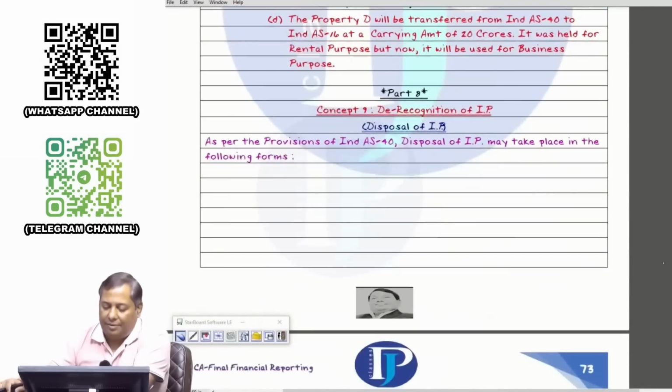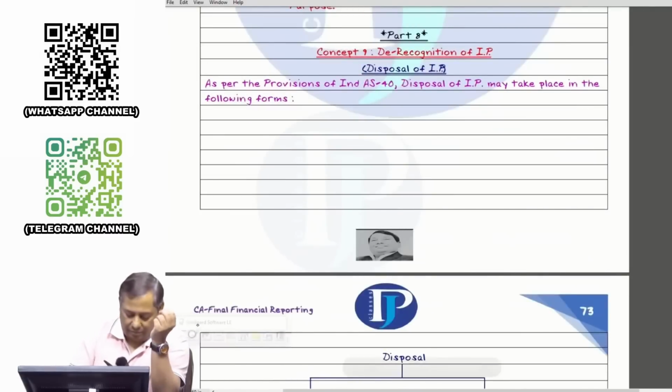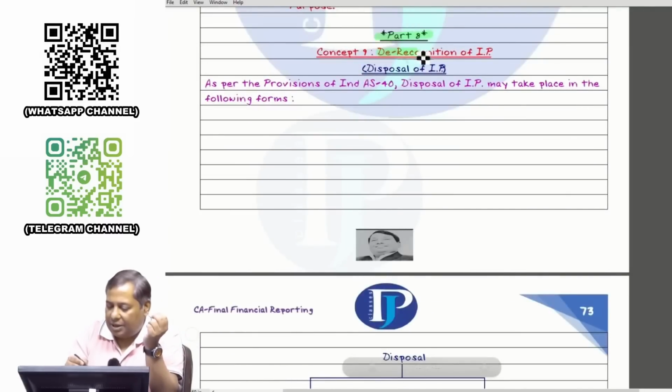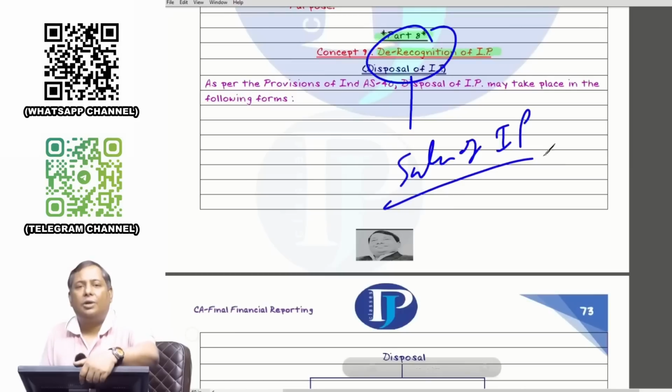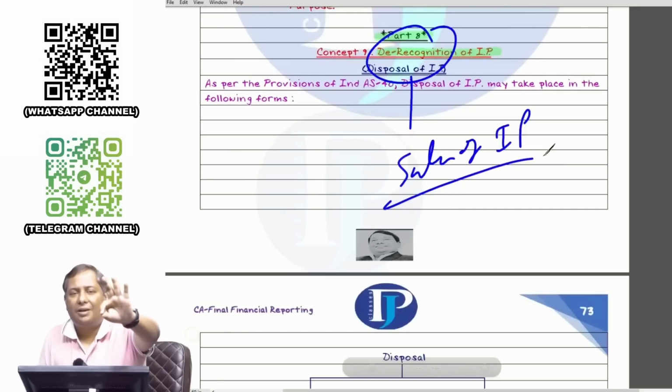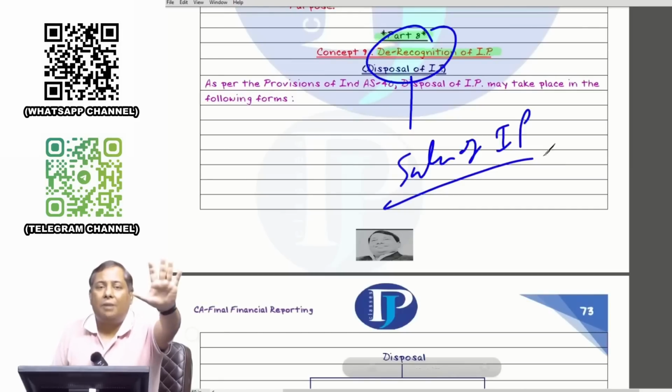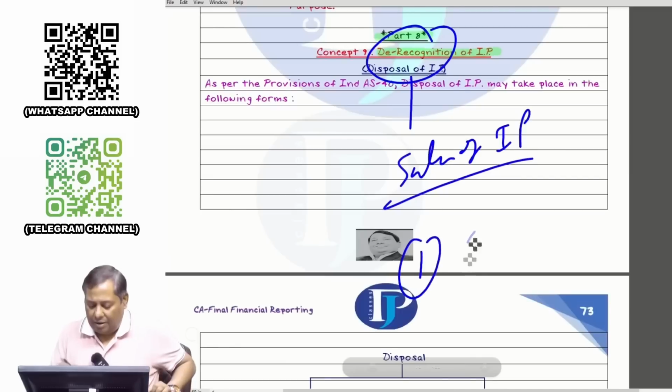Then, lecture number 8. What is it? Derecognition is the standardized wording. It can be called sale of IP, selling an investment property. So students, there are 3 ways to do it. There are 5 ways for buying and 3 for selling.